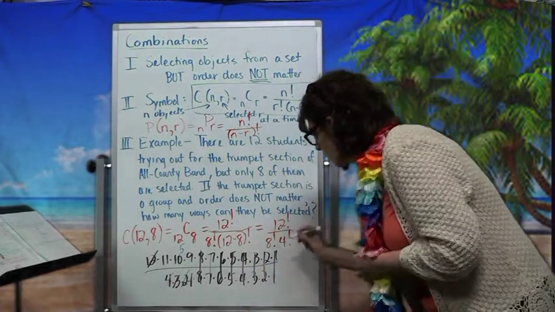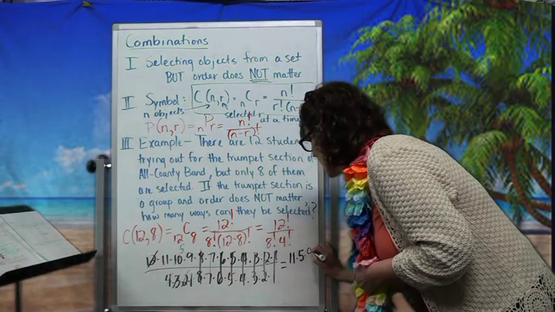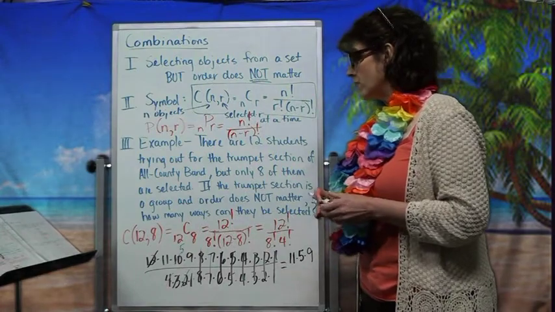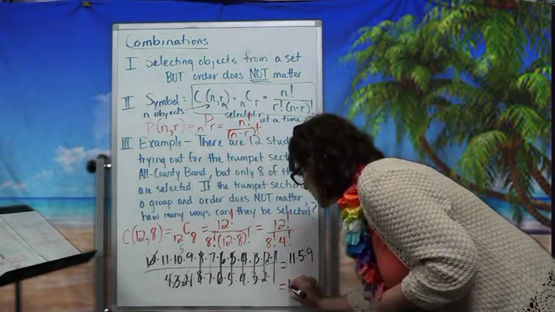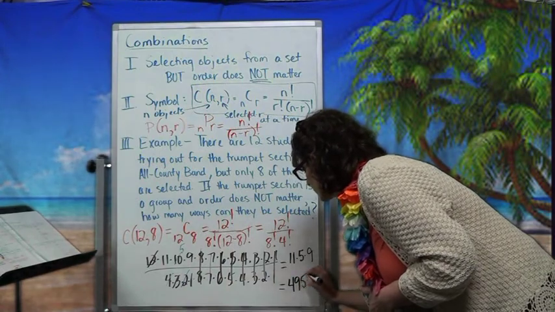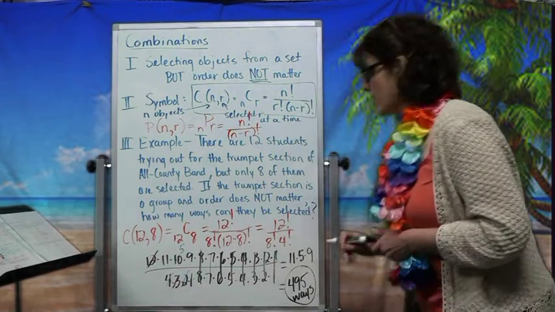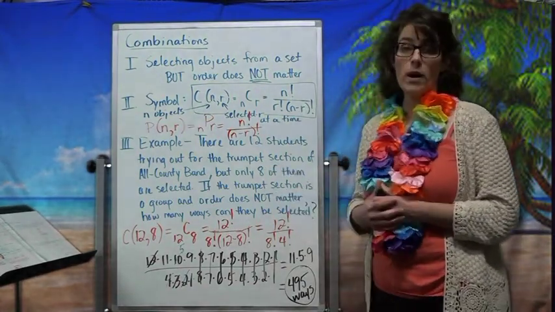And in that numerator, all I have left is 11 times 5 times 9. So 11 times 5 is 55, and then 55 times 9 is going to be 495. So there are 495 ways that I can select this group of 8 students from 12.